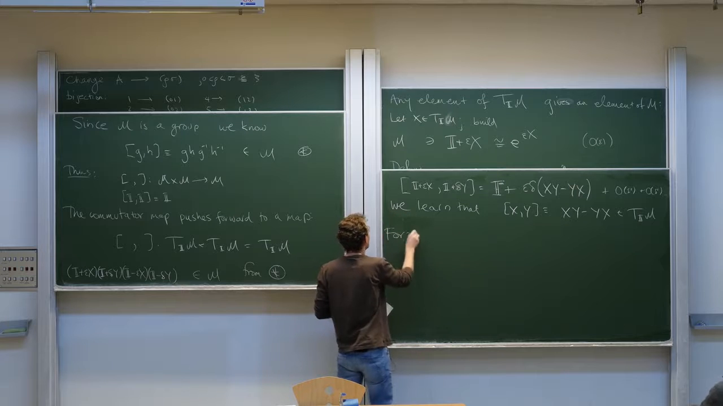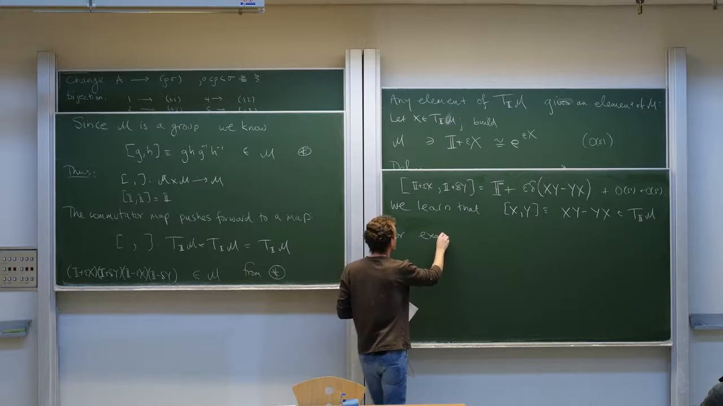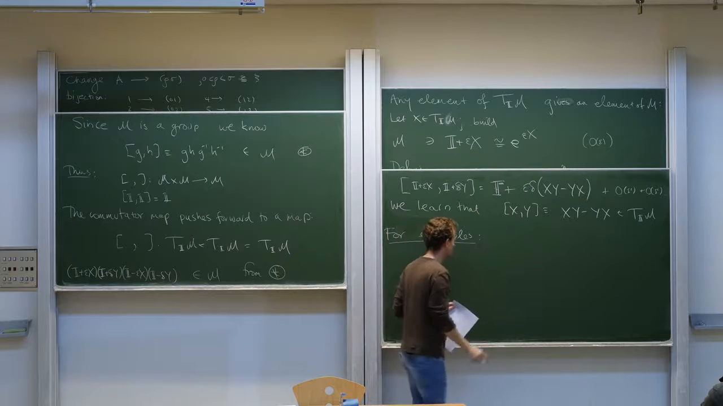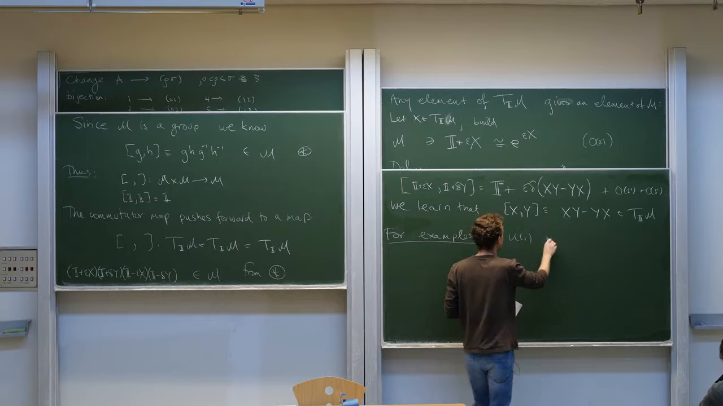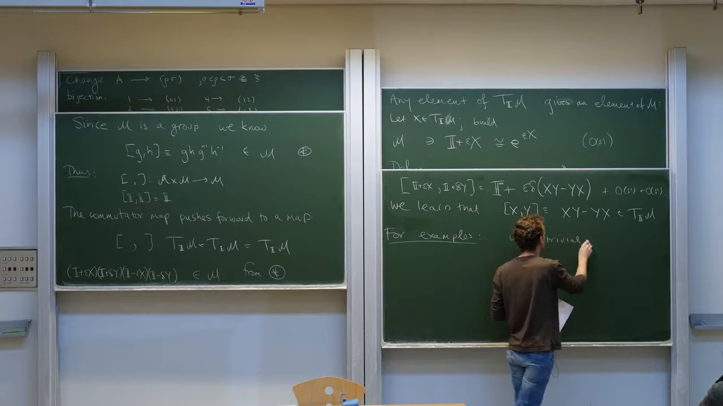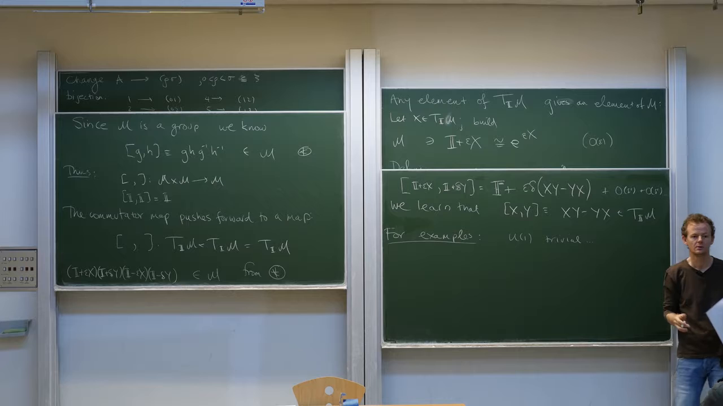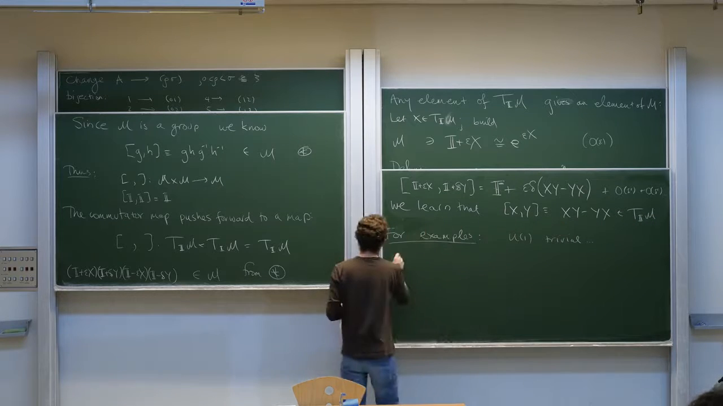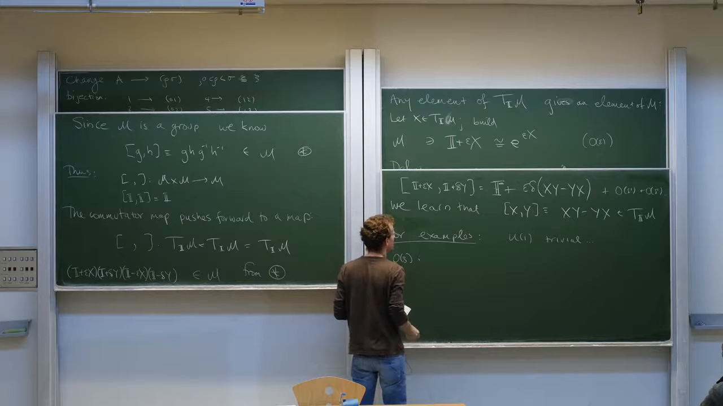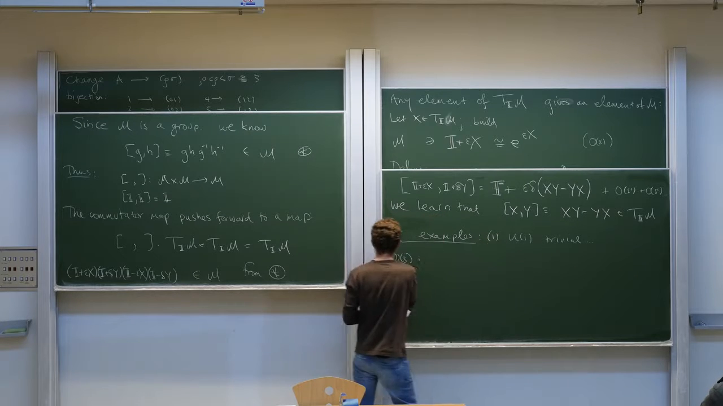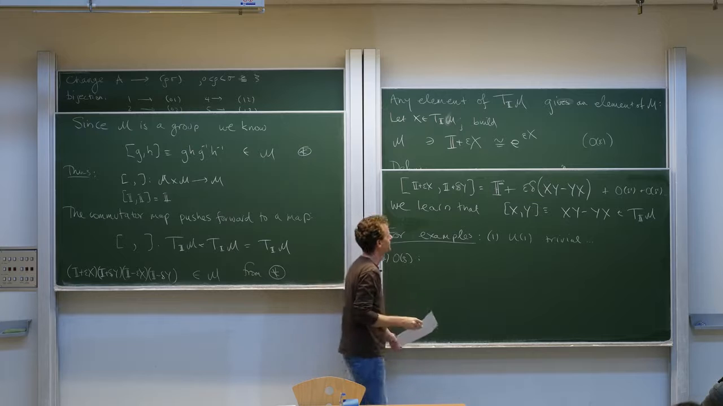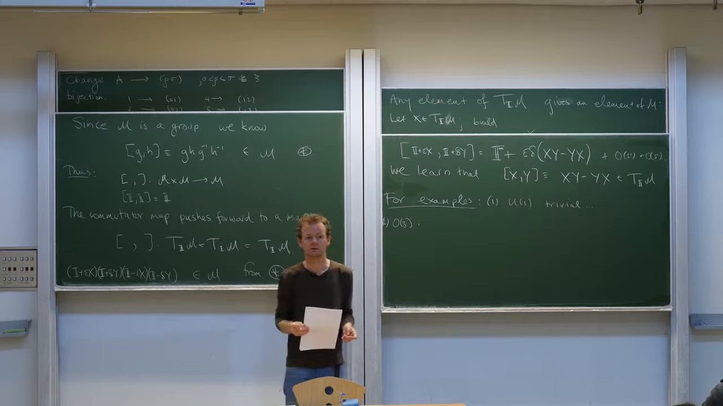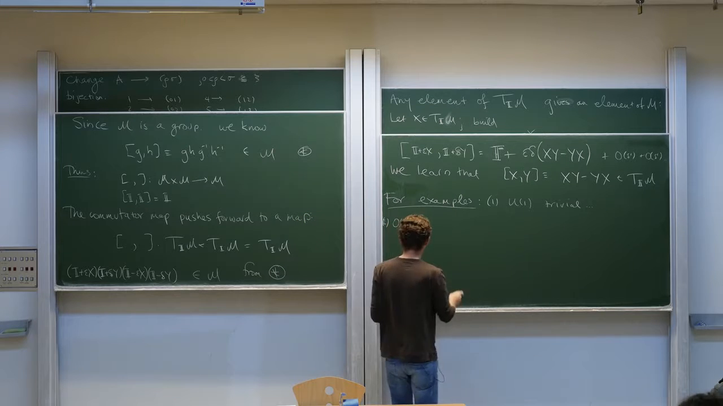Now, for our examples. Well, U1 is trivial, right? The commutator is just identically 0. So O3 is interesting. In fact, it's the most interesting example we've had so far in physics.